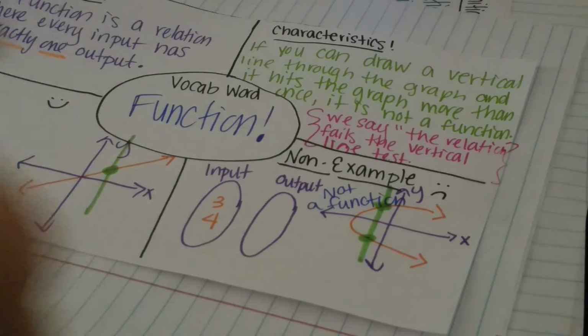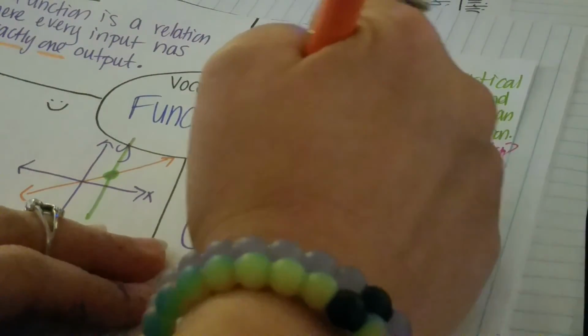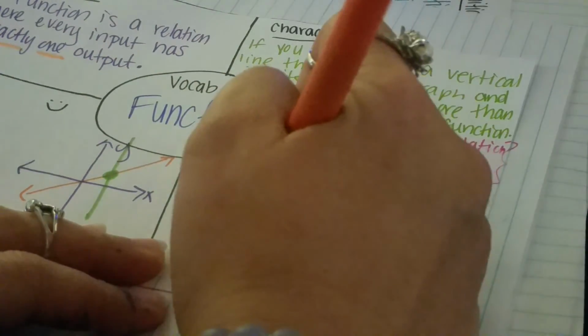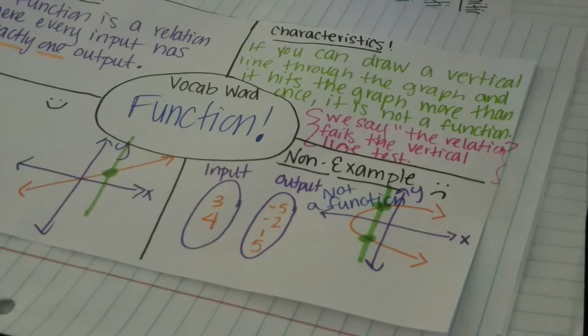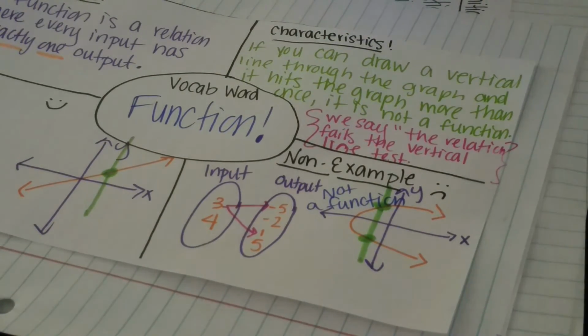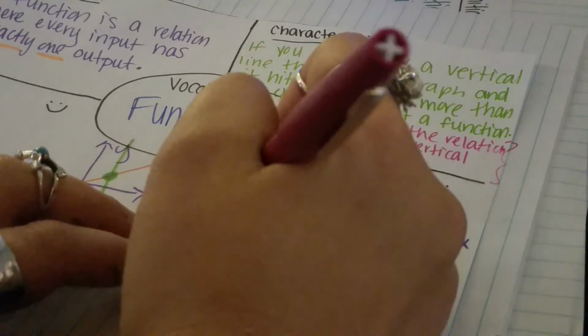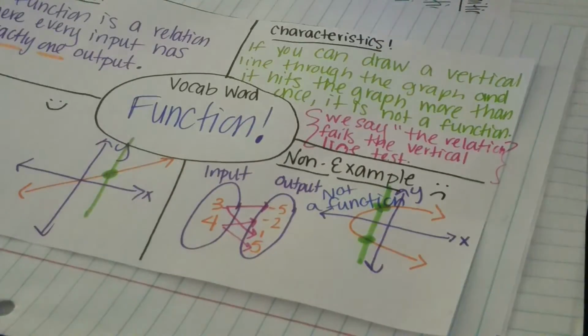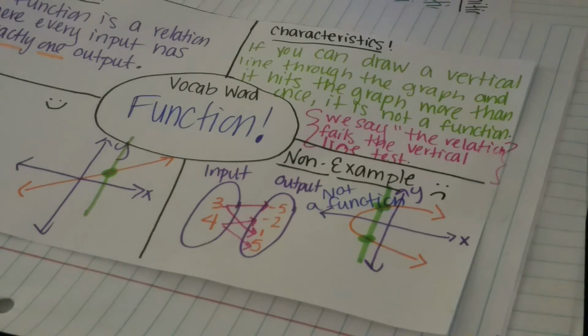Alright, so now I'm going to do a mapping non-example, because I want to show you what it looks like in a mapping where each input doesn't have one output. So that means that your x's cannot repeat. You cannot have an x that has two outputs. So if I drew a line from 3 to 5 and 3 to 1, that means that that x has two answers, and that's not possible. We can't plug in x and get two different answers out. And if I drew a line on 4 from -2 and to 5, that also has two answers, and it can't be possible.